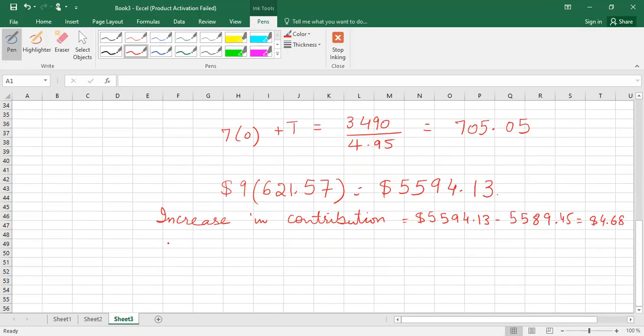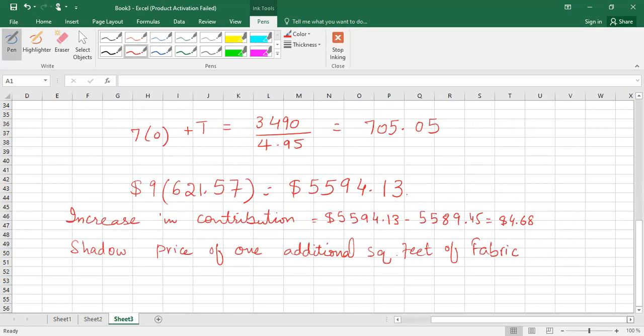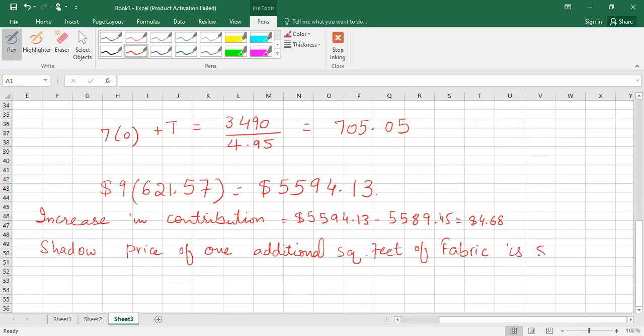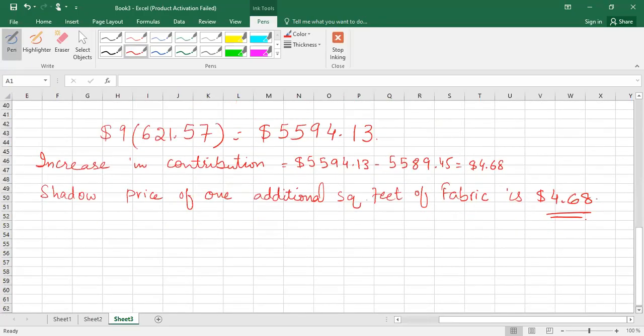So what we can say is that the shadow price of one additional square feet of fabric is 4.68. It is not financially viable to pay more than 4.68.